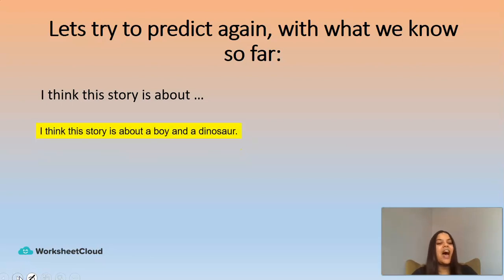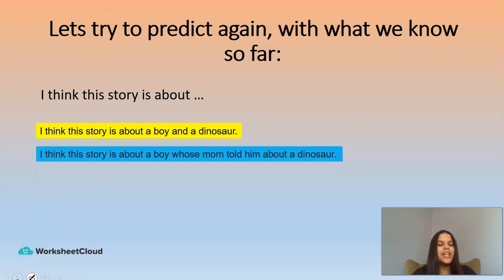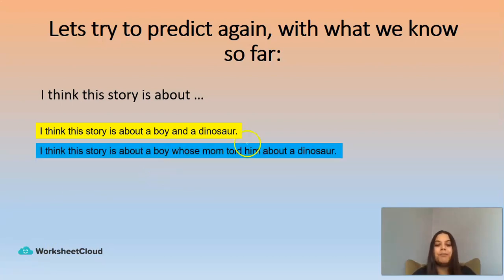I think the story is about a boy and a dinosaur. Now, a lot of you would have had that answer. And grade 4s, that is typically what I would have expected from my own class. The story is about the boy and a dinosaur. Straightforward, obvious, okay, right? I think the story is about a boy whose mom told him about a dinosaur.